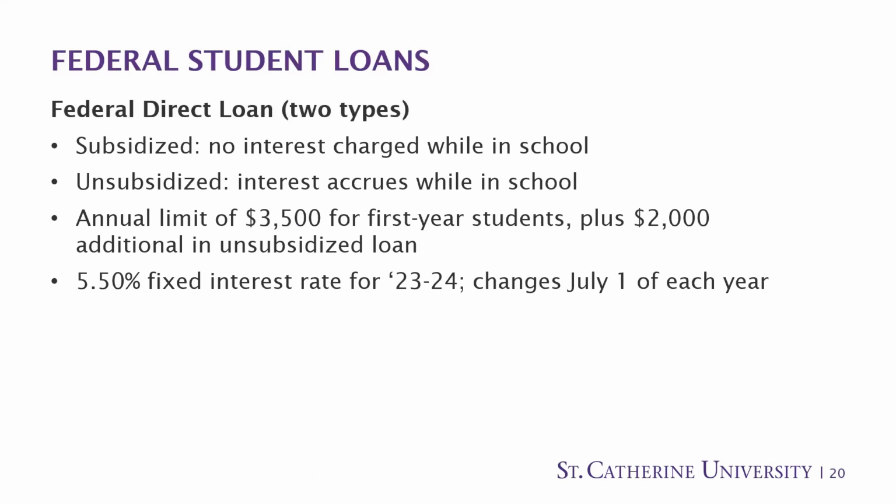The interest rates for 24-25 have not been announced yet, so you will want to check the loan website after July 1st to see what the rates are. In 23-24, the fixed interest rate was 5.5%.